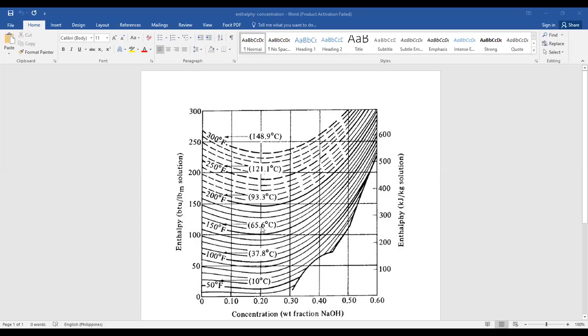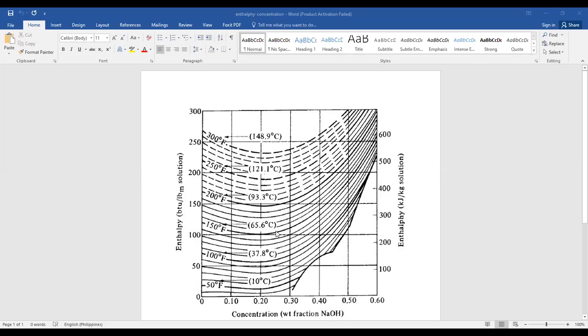If this is 6.5 for 65, then the 60 might be somewhere here, a little bit down here. On the 150 degree Fahrenheit, that would be the 60 degrees Celsius. And I'm on the 0.25%, so I go up and project it here until I reach the 150 degrees F.